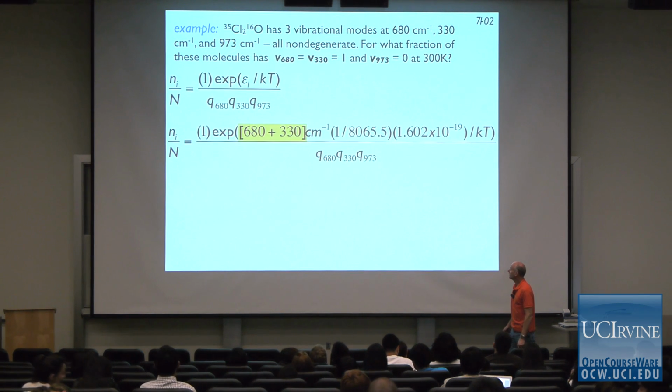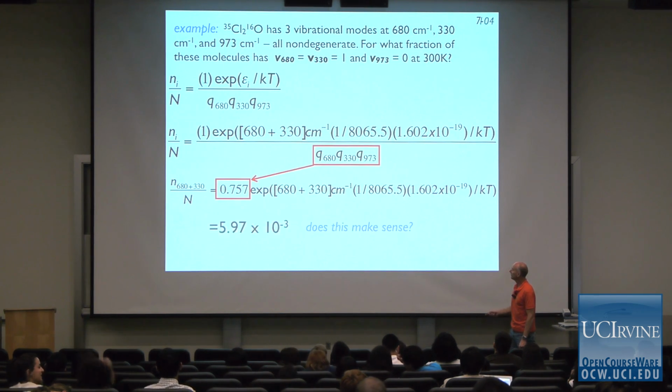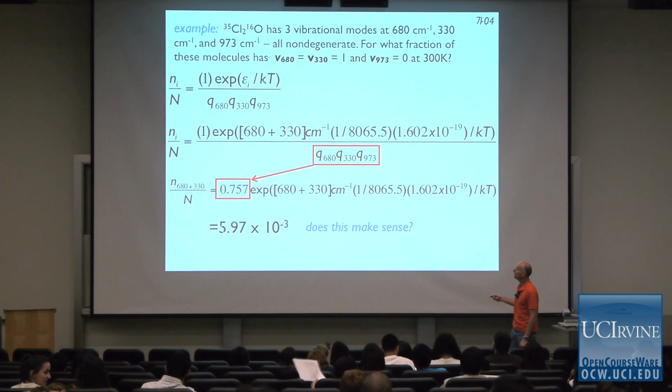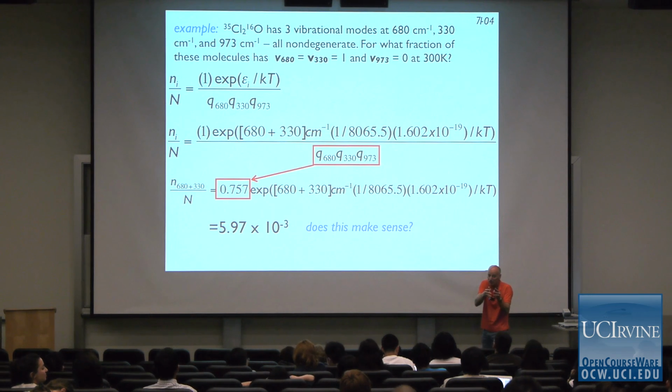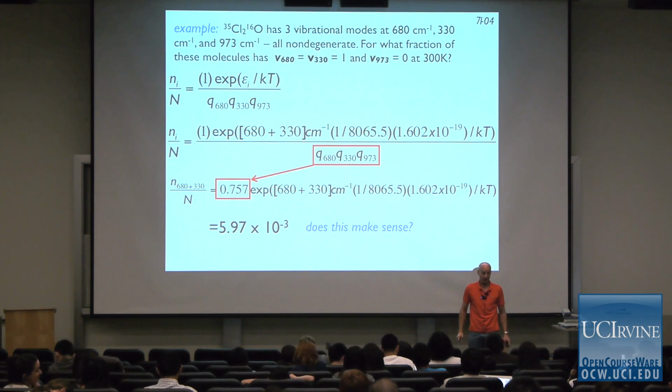Okay. And we did the calculation. You get a smaller number. Yes, it makes sense because it's smaller than it was before. It should be a lot smaller because we're talking about a tiny subset. First of all, there are 2 things excited. The other thing, we're insisting that that one be unexcited, so there's a tiny fraction of molecules that are going to meet these specifications.